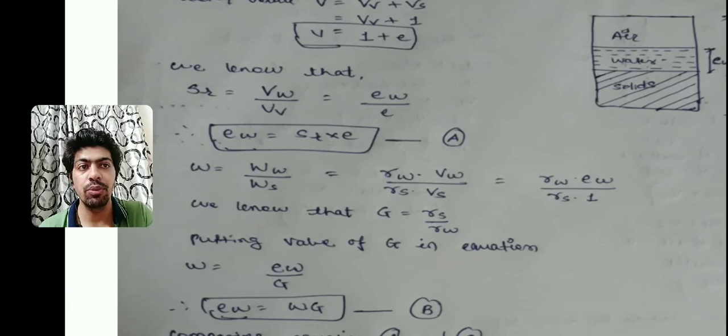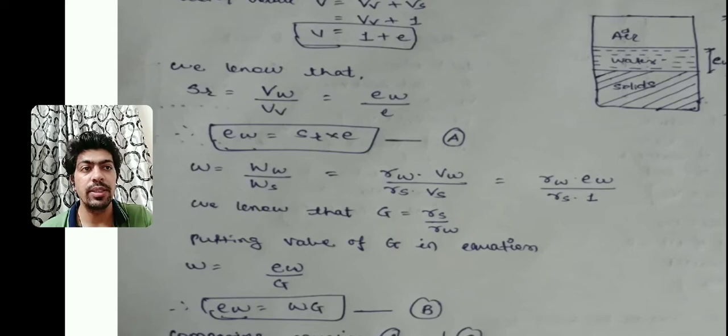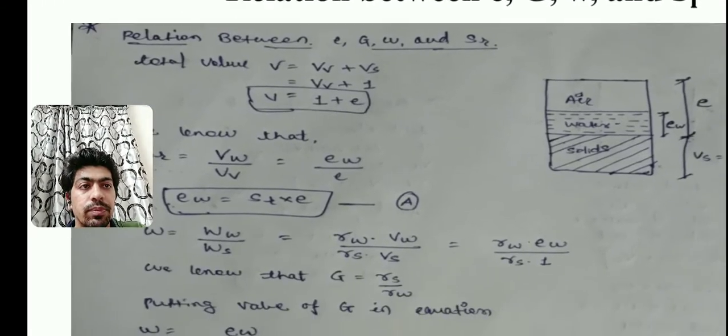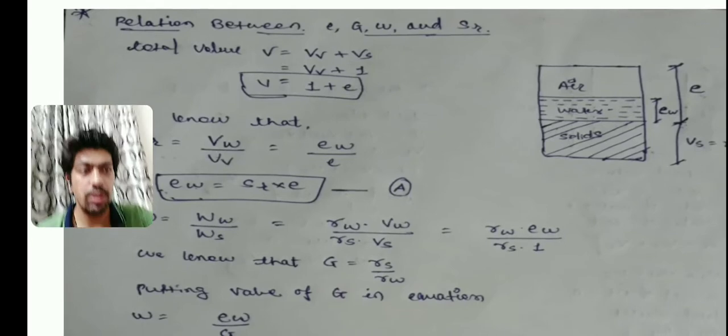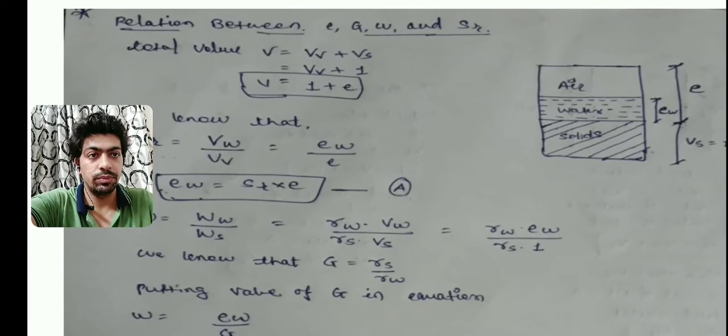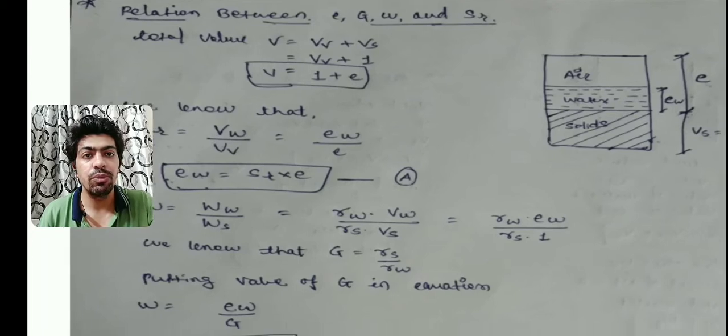Gamma W into Vw upon weight of solids, that is gamma S into Vs. So by this we can find this equation as gamma W and Vw. Now Vw from the figure is Ew, and the volume of solids is 1. So our equation becomes gamma W into Ew upon gamma S into 1.